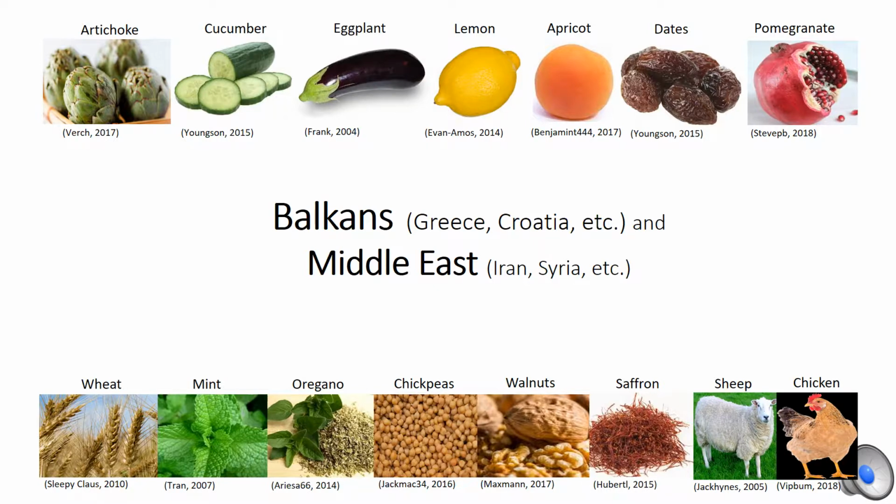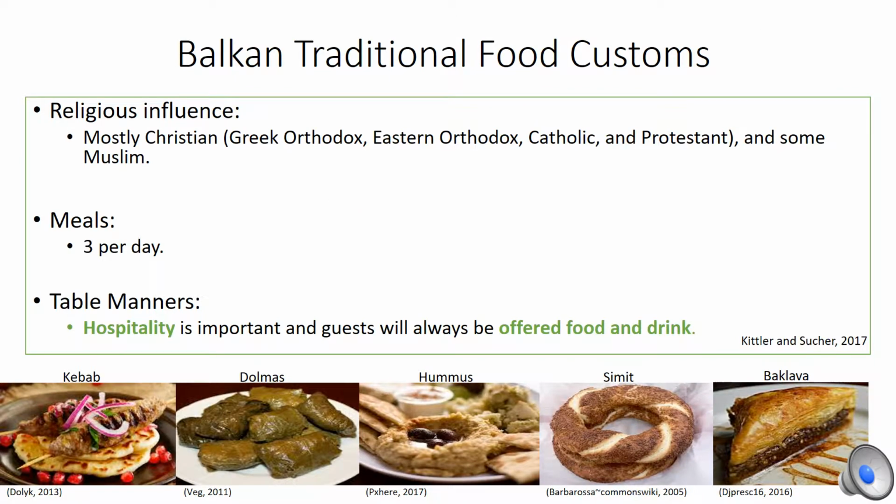Next, we will talk about foods in the Balkans and Middle East. Balkan traditional food customs have religious influences, mostly of Christianity, including Greek Orthodox, Eastern Orthodox, Catholic, and Protestant, and some Muslim. Meals are served 3 times per day, and table manners include that hospitality is important and guests will always be offered food and drink.